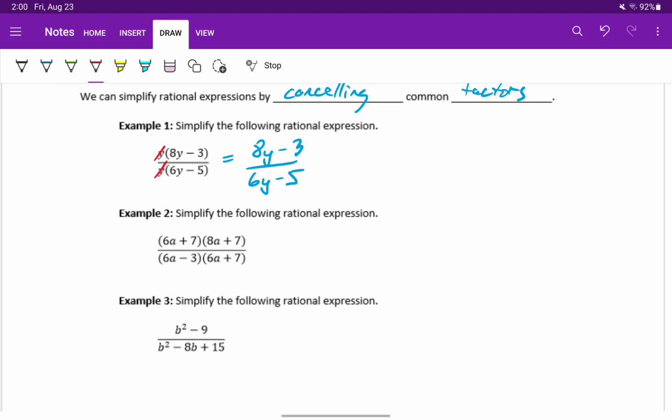Similarly, in example 2, we have 6a plus 7 occurring in both the numerator and denominator. Those common factors will cancel each other out, leaving us with 8a plus 7 in the numerator over 6a minus 3 in the denominator.